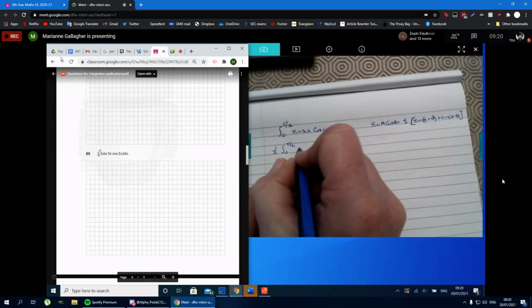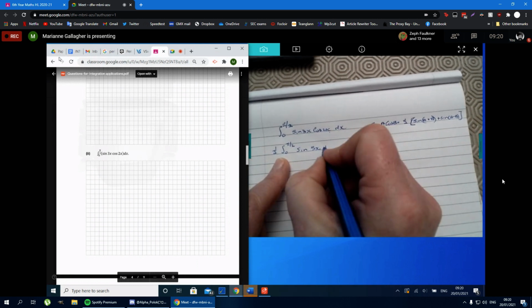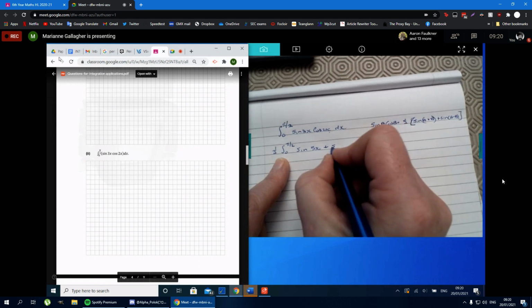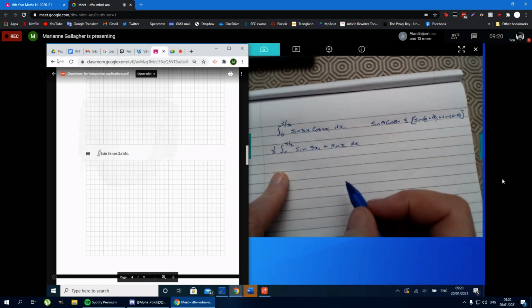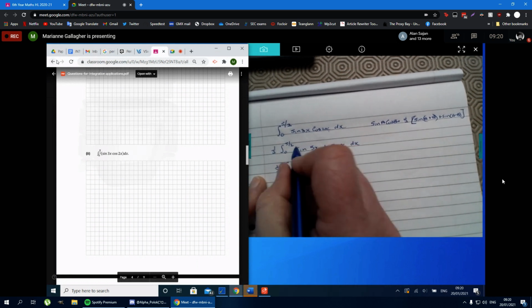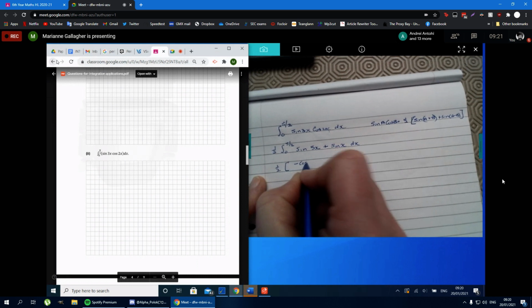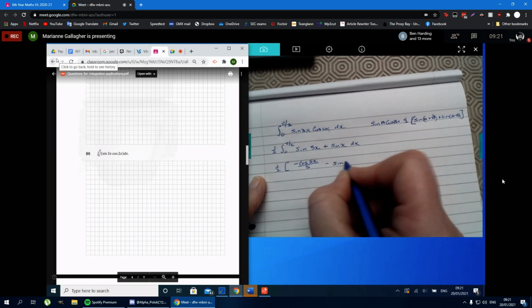Sine A plus B is sine 3x plus 2x, which is 5x, plus sine A minus B, which is 3x minus 2x, which is x. And now that's nice and easy to integrate. Okay, so it's a half. Sine becomes minus cos, and then because there's a 5, we're going to divide by the 5. And then that's just 1 minus sine x.